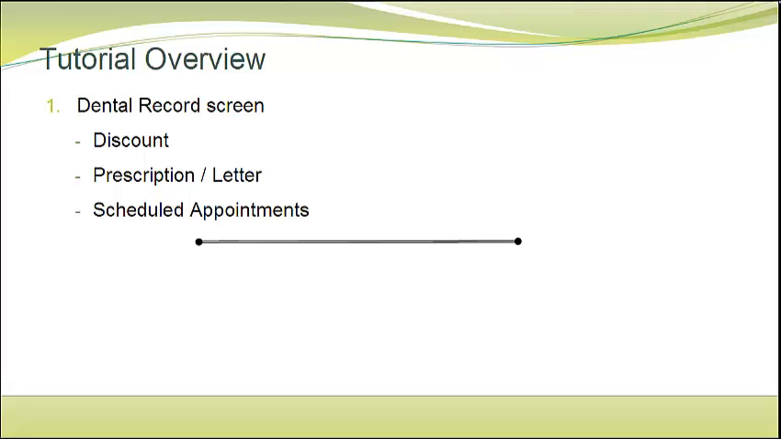In tutorial 8, we started having a closer look at the dental record screen, and more specifically, the buttons on the right. We demonstrated how to connect to an X-ray device and had a look at button statement all and button statement. In this tutorial, we will examine 3 more buttons: button discount, button prescription letter, and button scheduled appointments. Their function is self-explanatory.